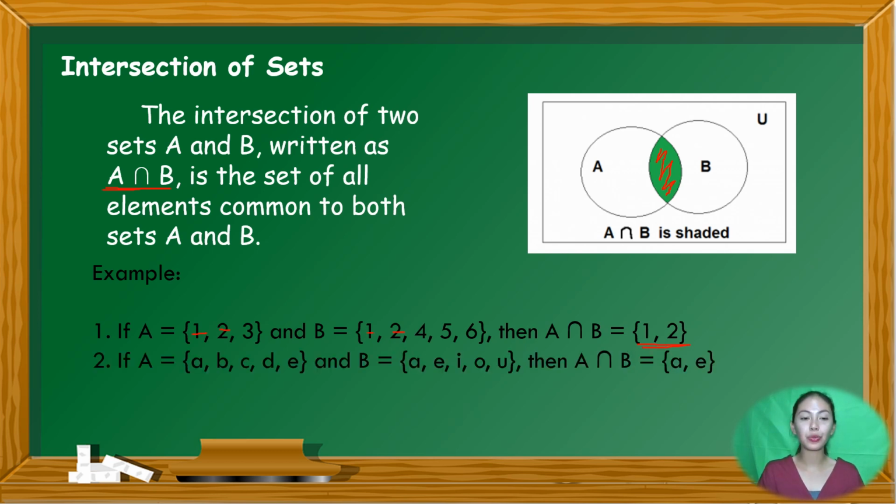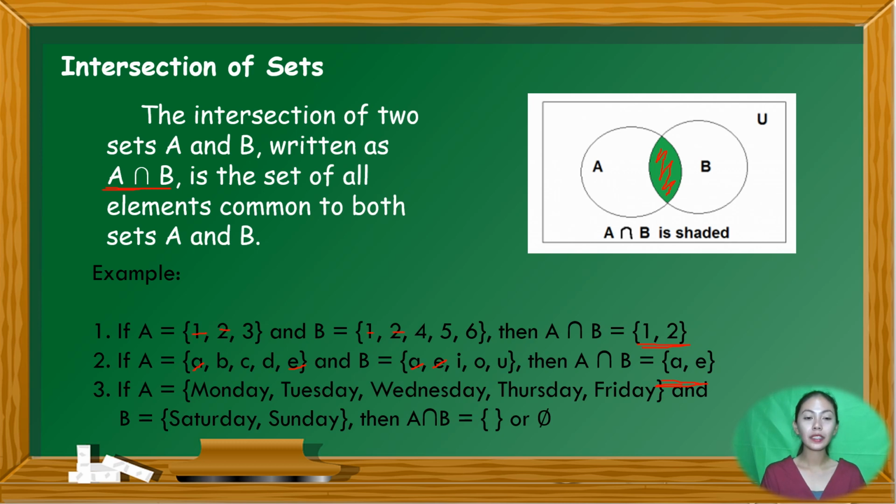Okay, number 2. If set A with elements A, B, C, D, and E, and set B with elements A, E, I, O, U, now the intersection of A and B is, okay, so we have here A, and another common is E. Okay, as you can see, so that is their intersection. A, E. Okay, next.